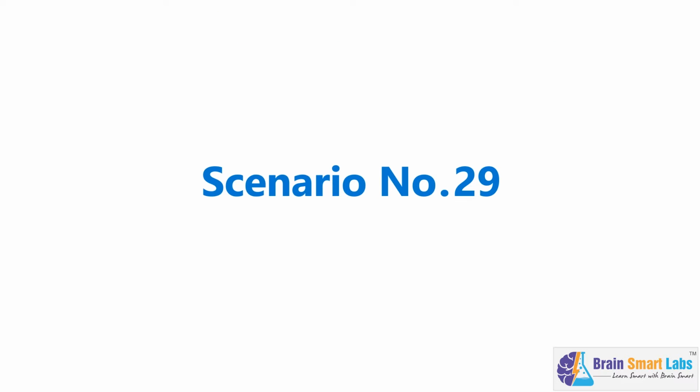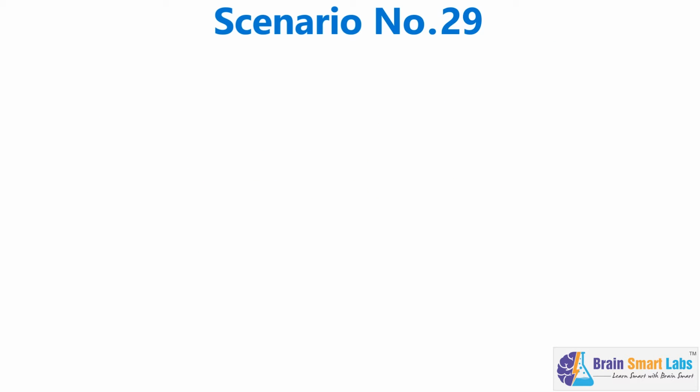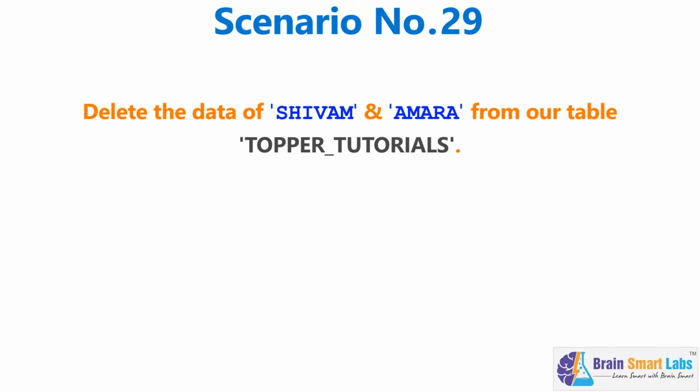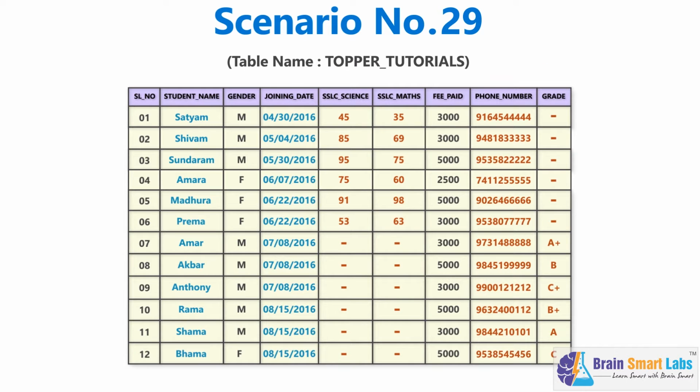Scenario number 29. Delete the data of Shivam and Amara from the table Topper Tutorials. All they want us to do is write a proper where condition that will select the rows of Shivam and Amara for them to be deleted completely from the table.